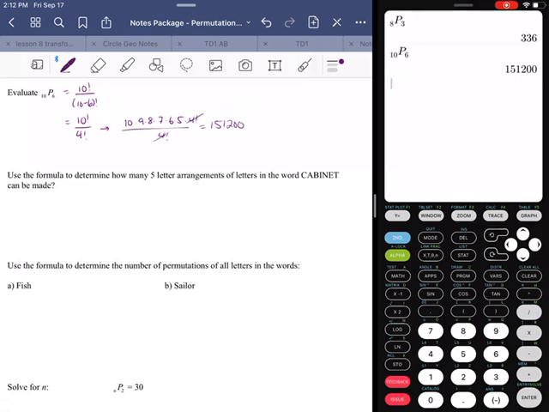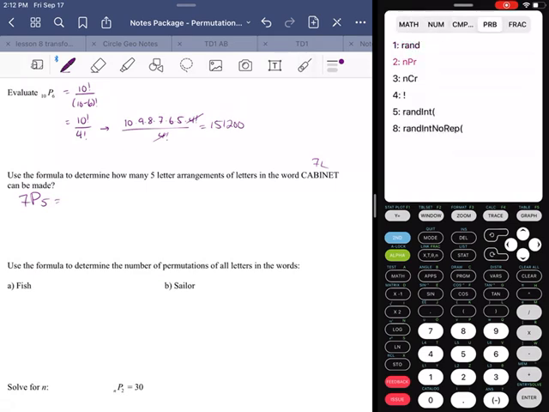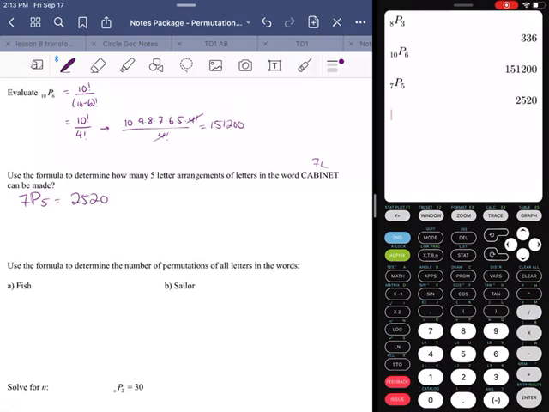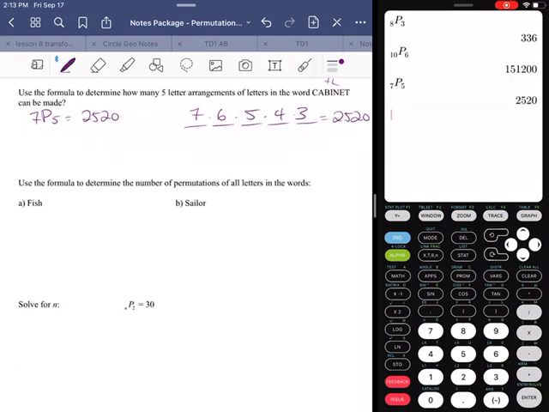Use the formula to determine how many 5-letter arrangements in the word cabinet can be made. Well, how many letters are there, first of all? There are going to be 7 letters. So 7P5. So math, probability, 7 and 5 gives us 2,520. Okay. And the way we were doing it before is we'd have 5-letter arrangements, and you'd have 7 choices, and then 6 choices, 5 choices, 4, and then 3. And you still get 2,520.